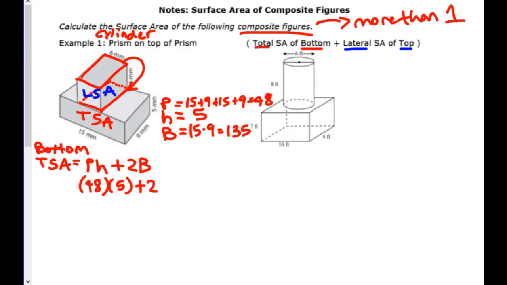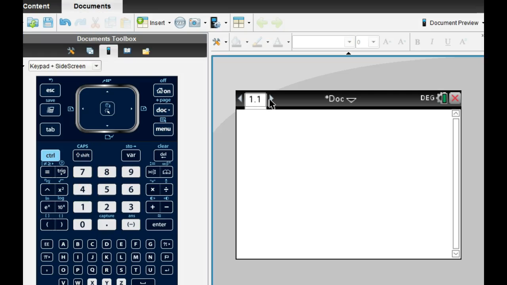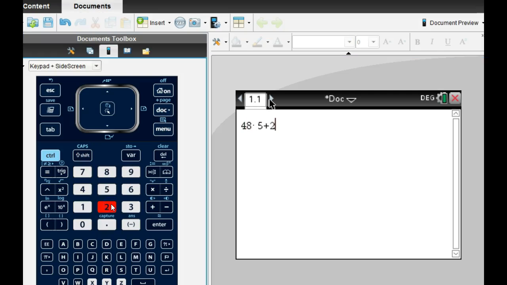So let's plug in P, H, and B. So it's going to be 48 times 5 plus 2 times 135. Plugging all that in. Okay, 48 times 5 plus 2 times 135. And then we just do the math. So I'm going to type this all into my calculator in one step: 48 times 5 plus 2 times 135. Calculator helps you out. So we do that, we get 510.